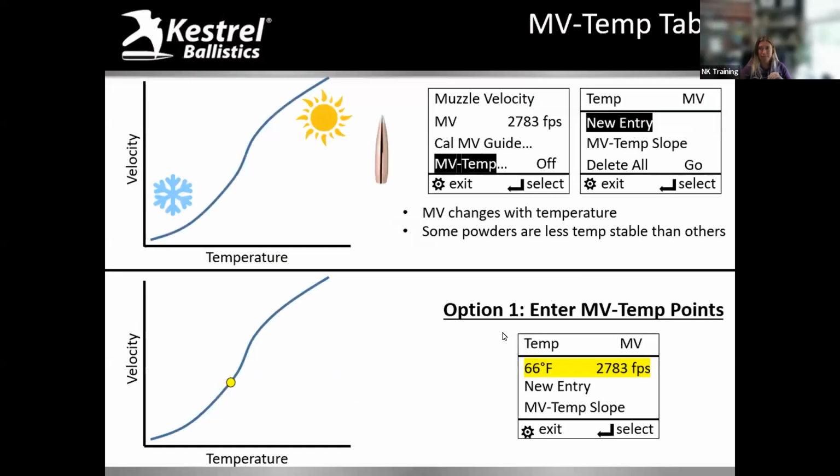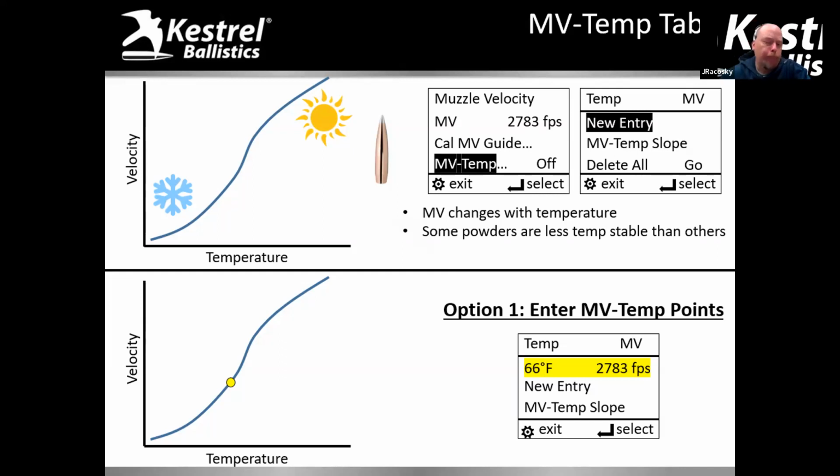Okay. MV temp table. Joe, this is you. All right, MV temp table. So as Katie mentioned, when you true your muzzle velocity, it'll be at a known temperature. So we can actually add that to what we call our MV temp table. The MV temp table is going to be just a finer tuning of what we know, and having that in the Kestrel makes it even more accurate.